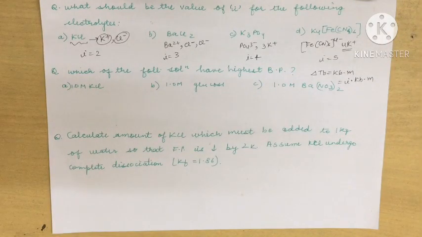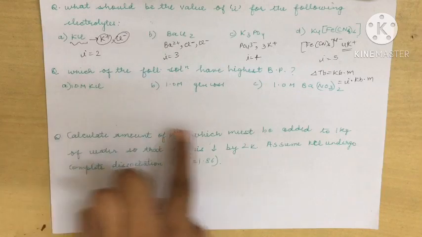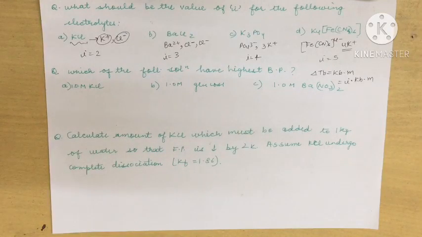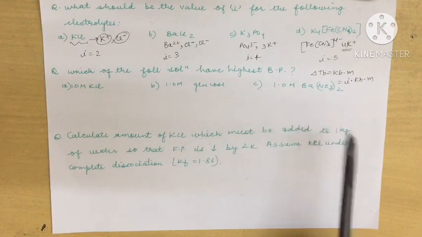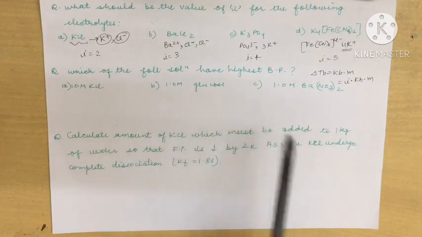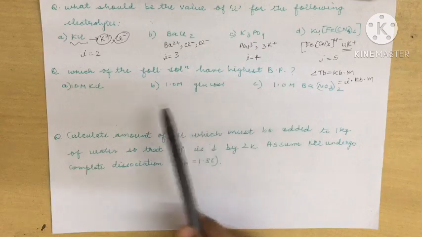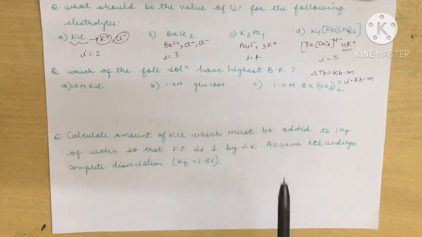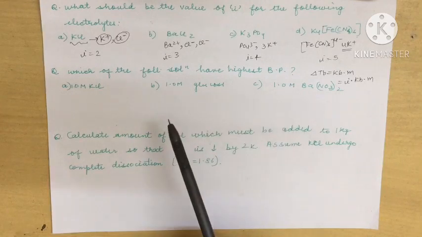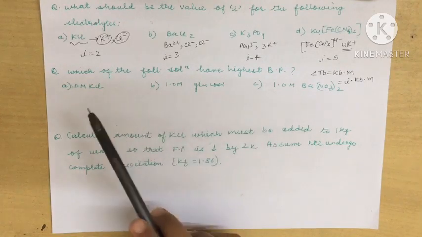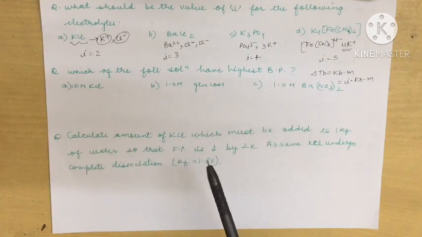When you practice more and more, you will easily understand that if they are asking this question, then it is generally for the Van 't Hoff factor. Otherwise, you cannot calculate easily. So now what you are given here is 1 m KCl, 1 m glucose, 1 m Ba(NO3)2, which means the concentration is the same. As we know, concentration is the same means the number of particles is the same. Then the colligative properties will be the same, so the elevation in boiling point will also be the same.